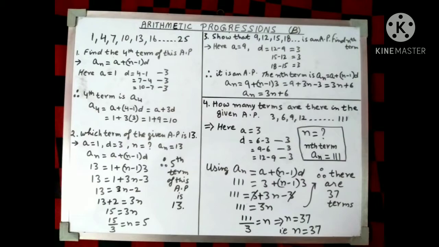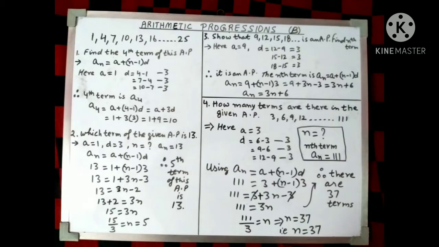Now the nth term is given by an is equal to a plus (n minus 1)d, right? So we will put the value of a and write an is equal to 9 plus 3 into (n minus 1), that is 9 plus 3n minus 3, which comes out to be 3n plus 6. So an is equal to 3n plus 6. That is the nth term, or the general term, of this AP. Got it?